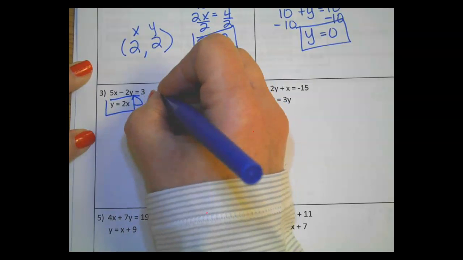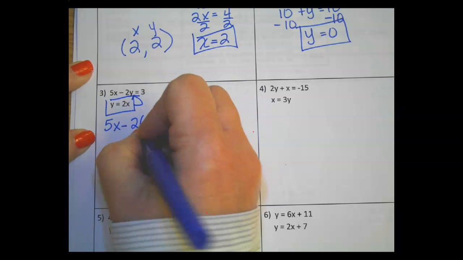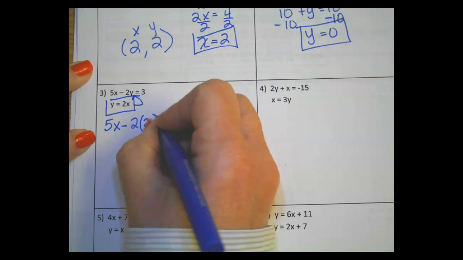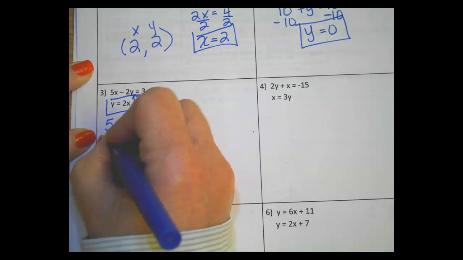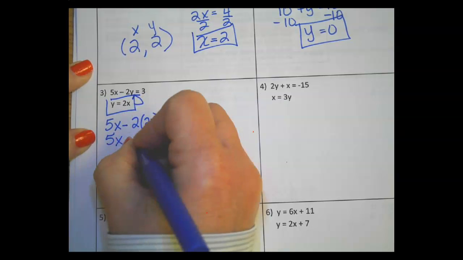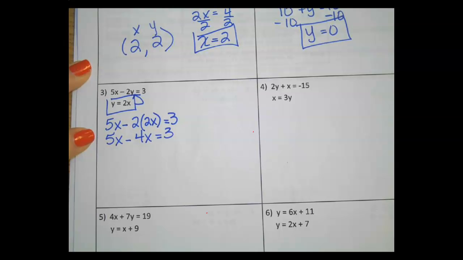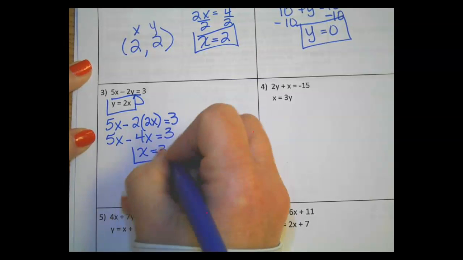You're going to say 5x minus 2. Now we said y is equal to 2x, so I'm going to put that 2x here, and then continue with the equation equals 3. Simplify. Keep going. Ooh, I've got x equals 3.